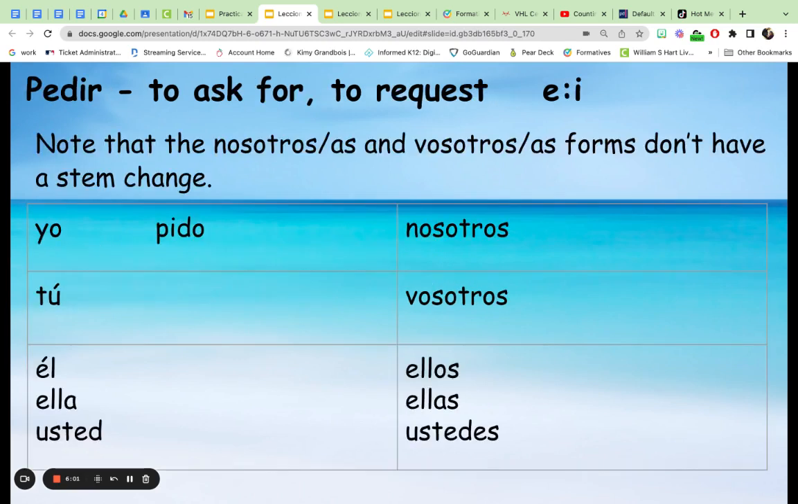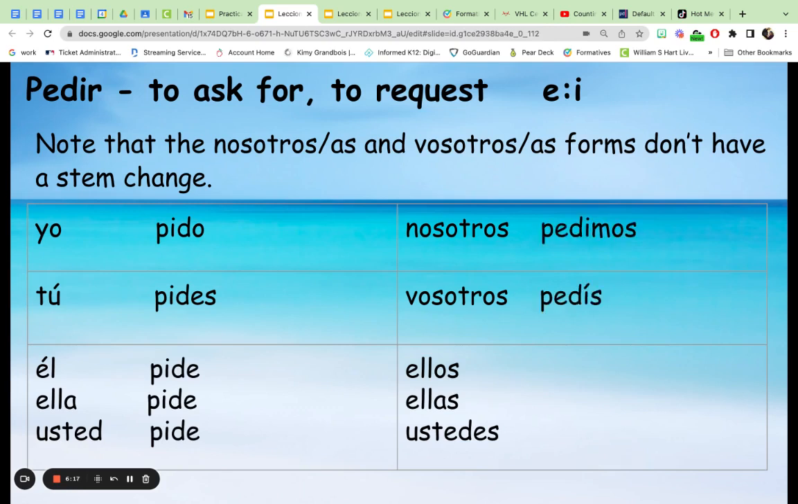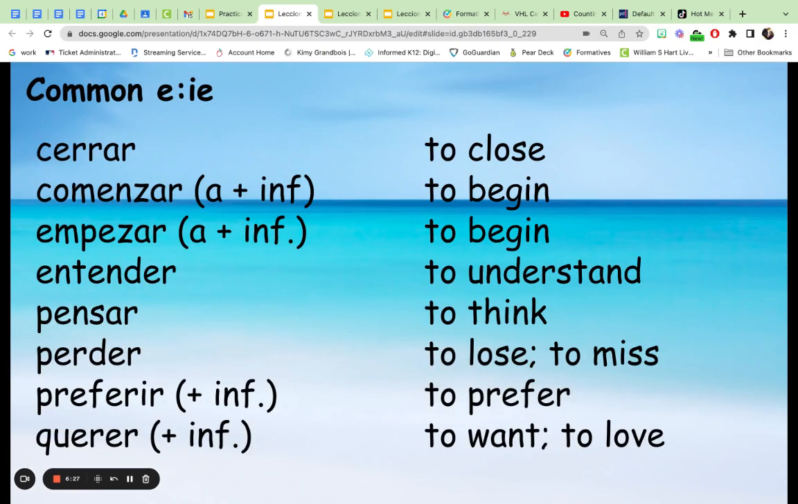Pedir is an E to I stem changing verb. Yo pido. Tú pides. Él pide. Ella pide. Usted pide. Nosotros pedimos. Vosotros pedís. Ellos piden. Ellas piden. Ustedes piden. Again, the nosotros and the vosotros do not stem change.